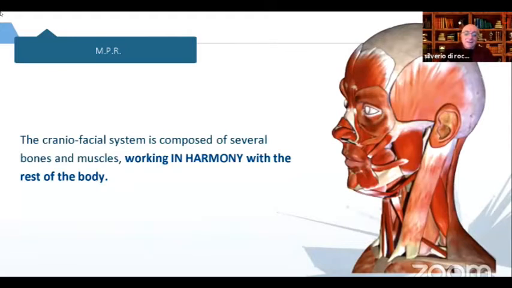The craniofacial system is composed of several bones and muscles that have to work in harmony with the rest of the body. And one concept I want to transmit for everybody here and the people who are listening to me is that we cannot have balance just treating one part of the body. It is impossible. It's not difficult, it's impossible. We have to have a holistic balance to have a good result in our therapies.